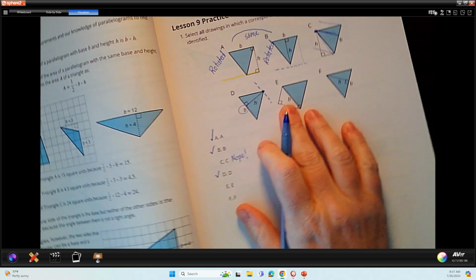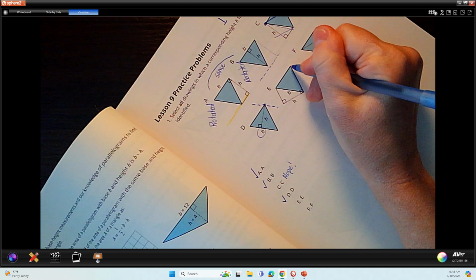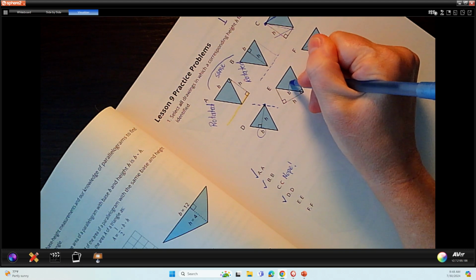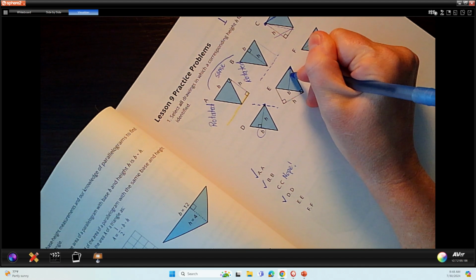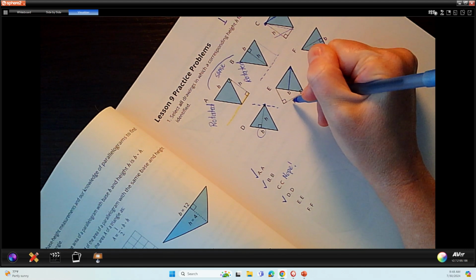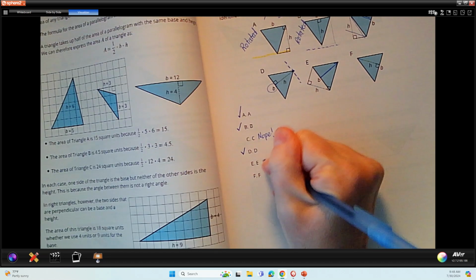Now, if I rotate this triangle around and I look at this as the base, here's the height right here. See how it's directly across from the base? Okay, so there is the height. The height is not below the base. Ooh, that's not right. So E is a no-go. Nope.